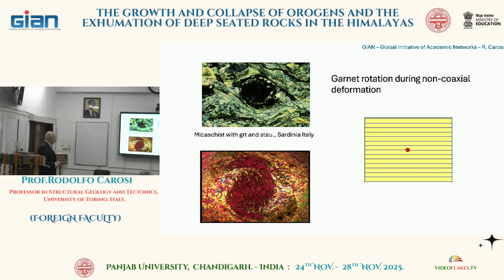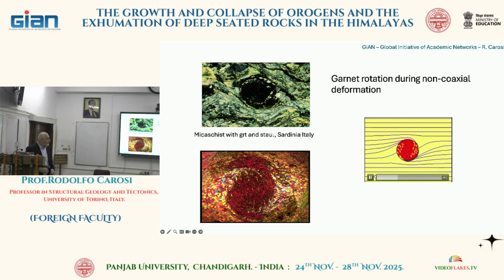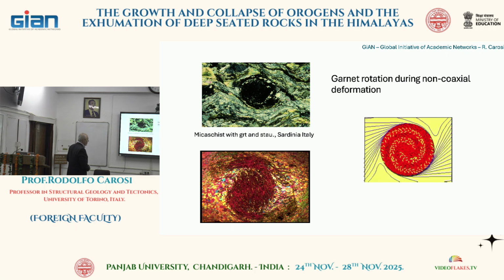Okay. Another kind of good kinematic indicator is the snowball garnet, which is very common in metamorphic rocks. This is a garnet with a foliation outside and inside the garnet. This means that the porphyroclast has rotated 90 degrees. This porphyroclast of garnet has a snowball structure. The foliation is rotated several times, and in this drawing you can see the concept.